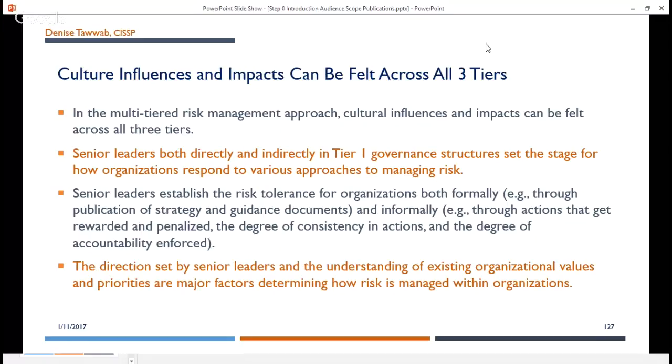The direction that is set by senior leaders and the understanding of existing organizational values and priorities are major factors determining how risk is going to be managed in your organization.